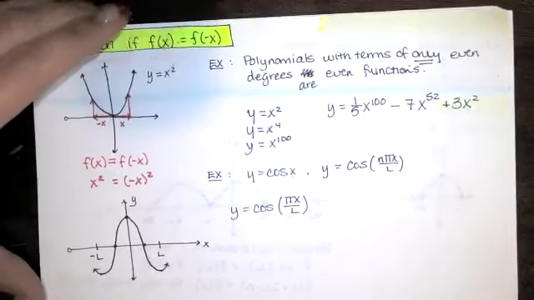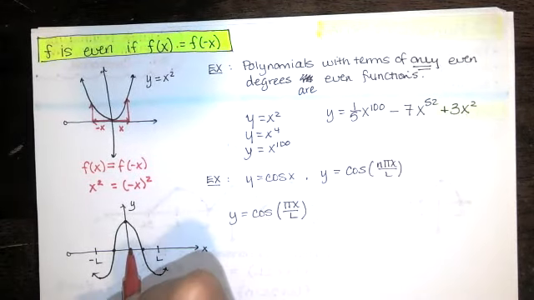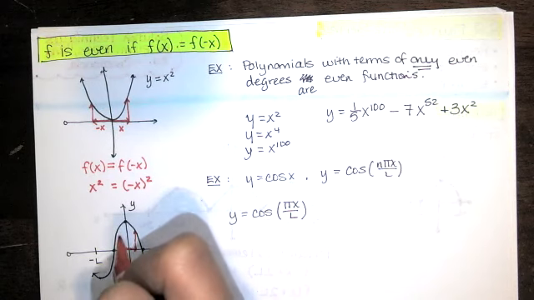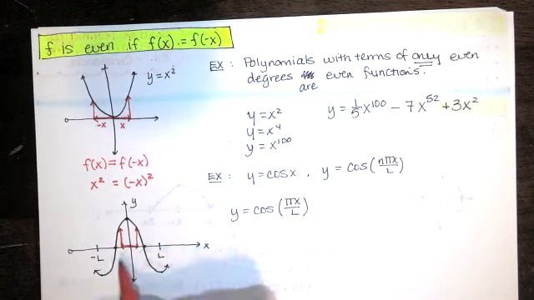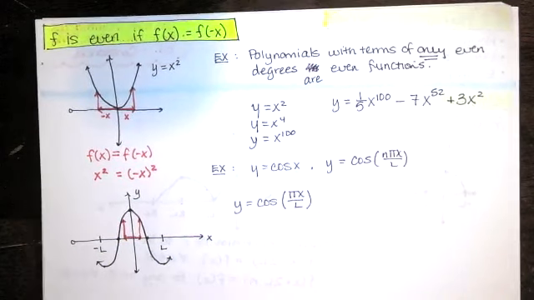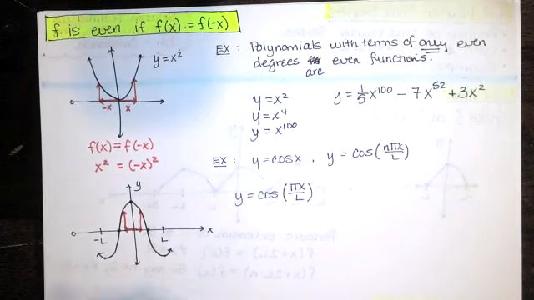We say that this function is an even function because if we go x units in this direction and find the y value, and the same number of units in the x direction, we go x units to the right or x units to the left, and we find the y values are the same. So this is an even function.